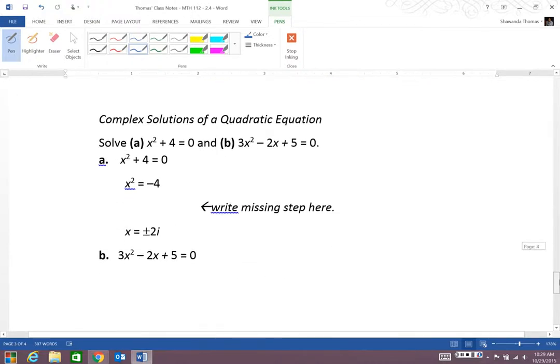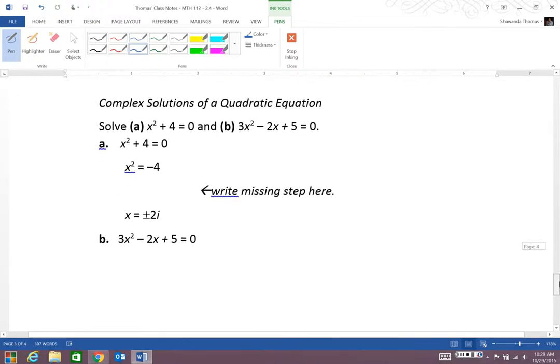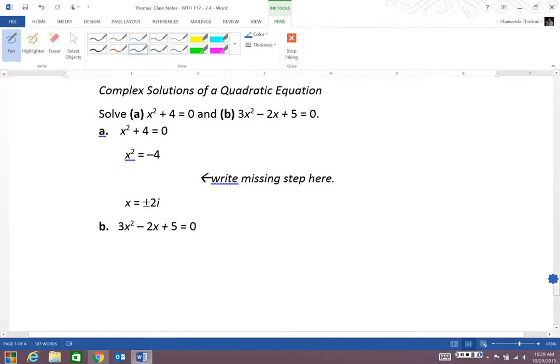Alright, last we have something called complex solutions of a quadratic equation. So we have two problems. x squared plus 4 equals 0, and 3x squared minus 2x plus 5 equals 0. So how many solutions should we have if we have a quadratic equation? Two solutions. Alright, so let's look at x squared plus 4 equals 0. We know that x squared equals negative 4.